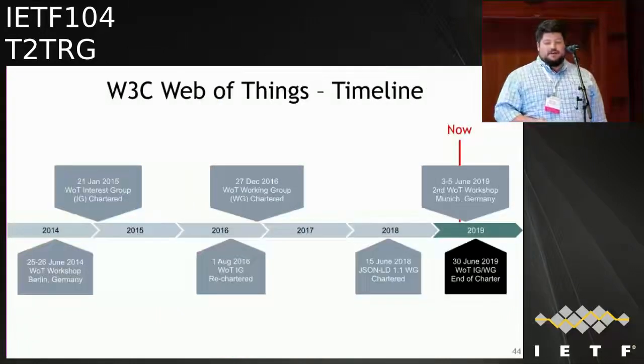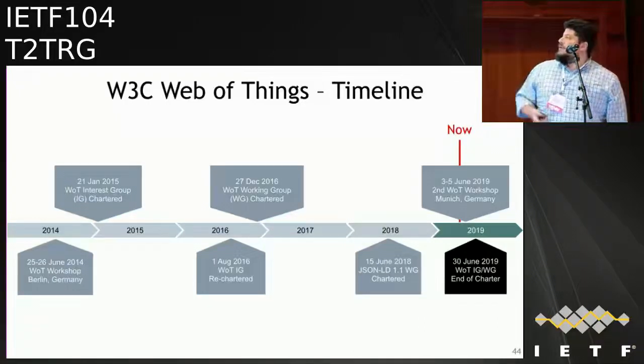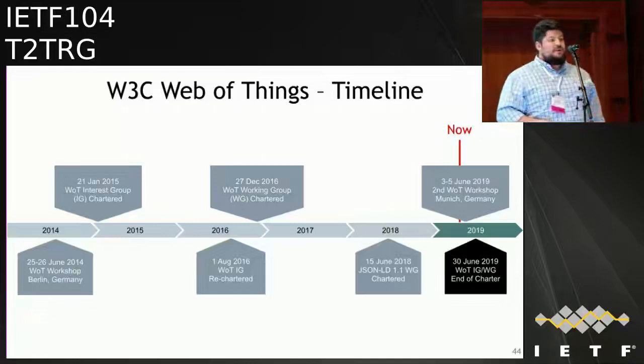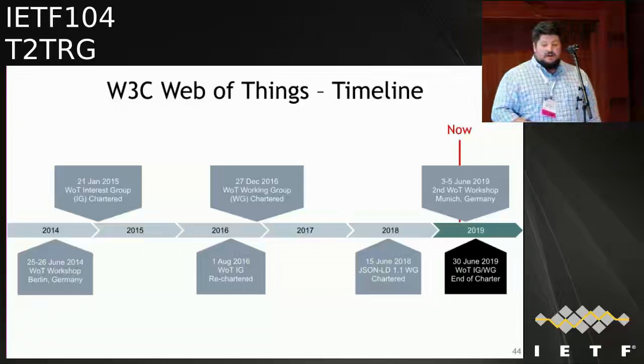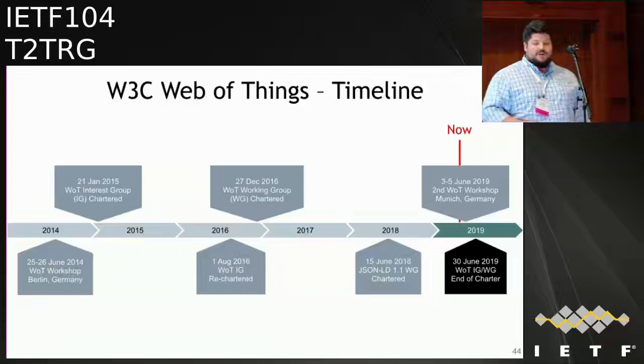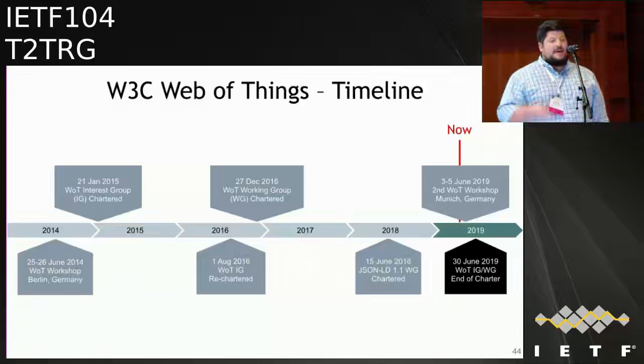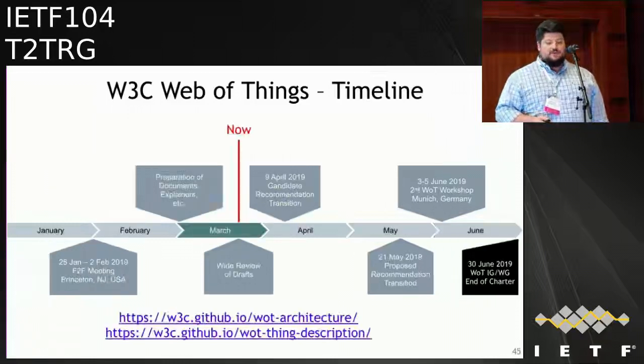Good. Let's have a look at the timeline. Overall, the efforts have now been going on for almost 5 years. The first actual work in the W3C started in 2014 with a workshop with quite some high interest. Shortly after that, we started the interest group that then worked on defining basically what should be the first building blocks and also worked on a charter for the working group, which then started at the end of 2016. As you can see, the now bar is pretty close to the end of the charter, and we are currently in the wrapping up phase.